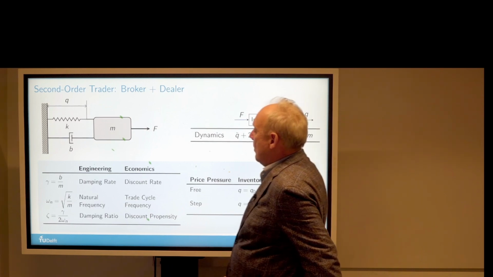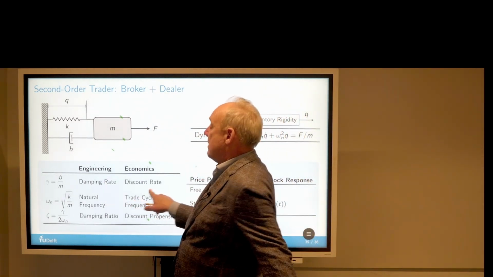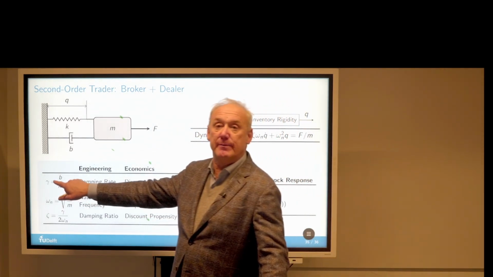So we leave the damping rate, which is the discount rate, as is, because we have a B lying around.